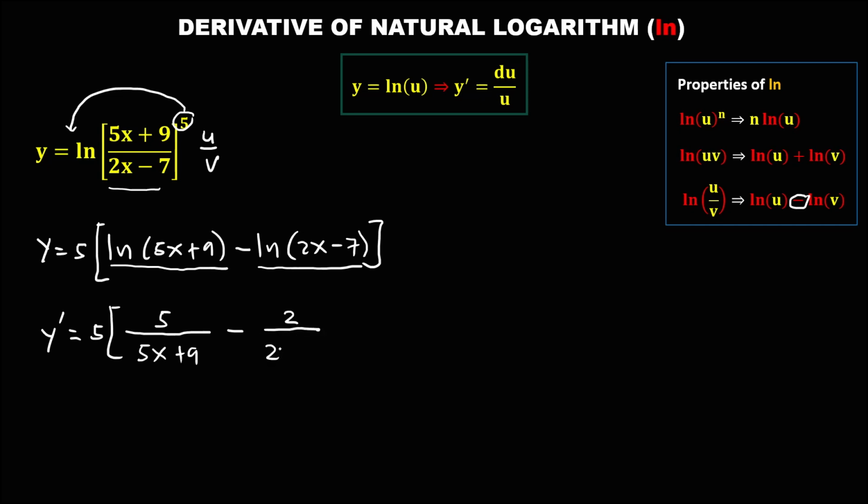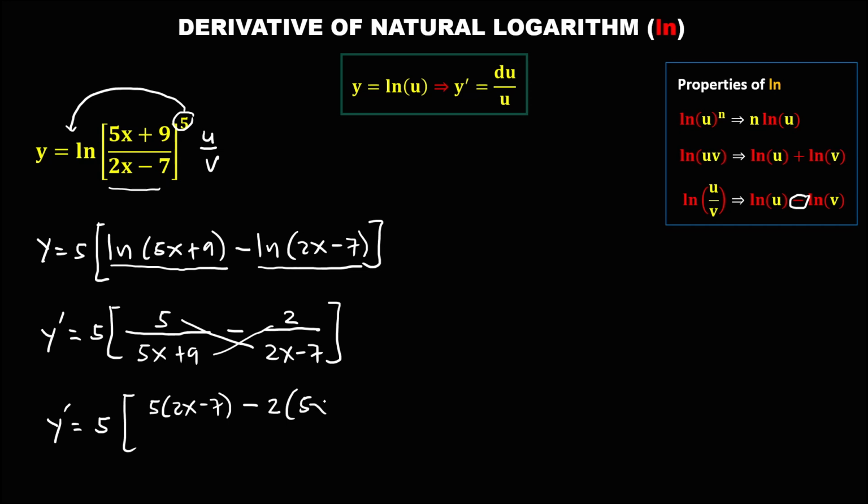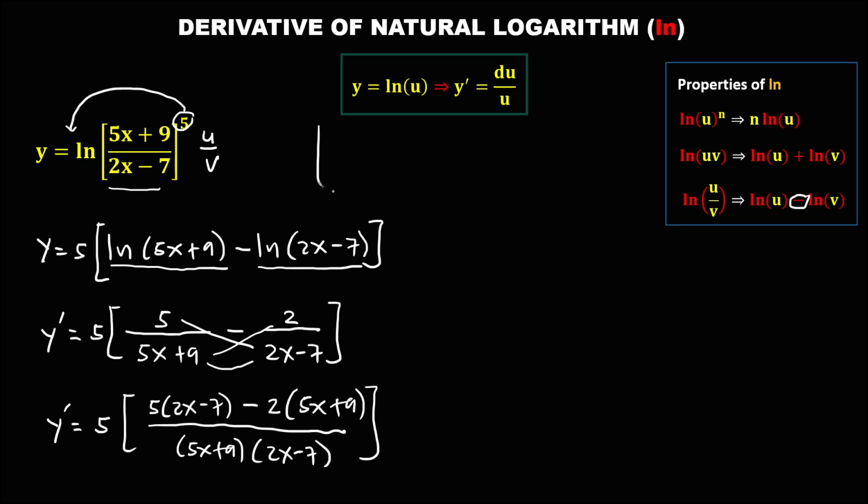This one is 2 over 2x minus 7. Then to rewrite this in a single fraction, just bring down the constant 5, then times, multiply: we have 5 times 2x minus 7, then minus, multiply, this one is 2 times 5x plus 9, then over, multiply these two denominators, so 5x plus 9 times 2x minus 7.